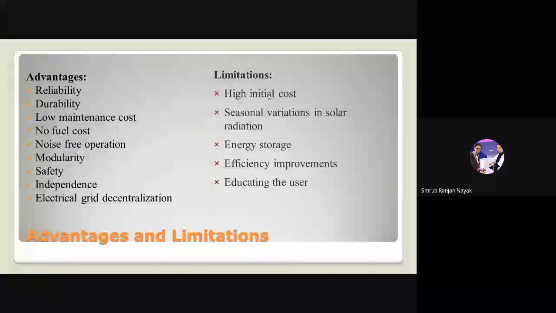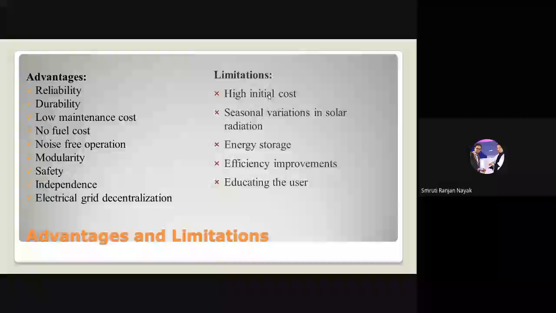Then another limitation is seasonal variation in solar radiation. As you can see, our panel is facing south, so when there is a solar and lunar variation of the sun, we will be put in trouble, as we will not get that much radiation. At that time our generation will be less. So if you design the plant, it should preferably be at ground level, not on a rooftop.